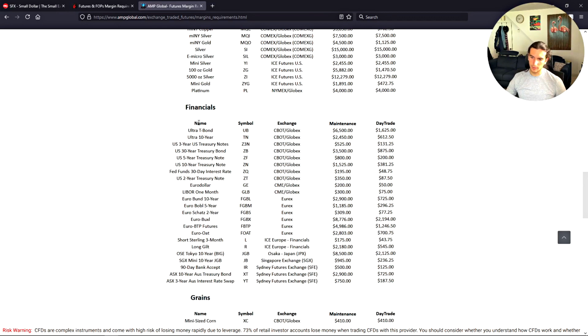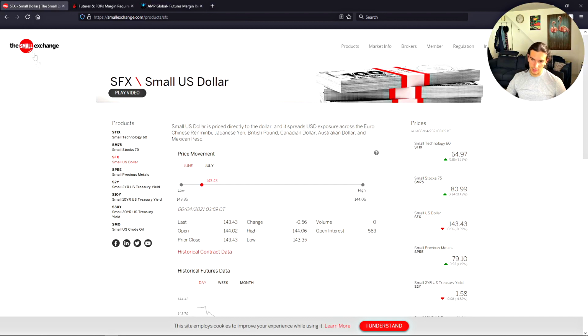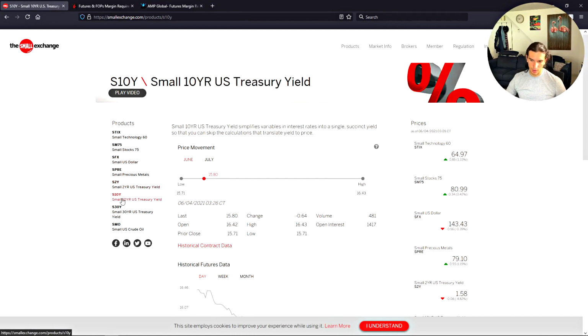Now the bonds, because there's so many different bonds and so many different contracts, you're going to see that some of them might be better than others. So for example here, US 10-year treasuries, $381 for a day trade margin. This is still considered a relatively large contract. If you wanted to gain exposure to the bonds and the bond yields with a smaller size contract, I do suggest checking out the smalls for those, specifically the 10-year treasury. I noticed that that one was trading the most volume.